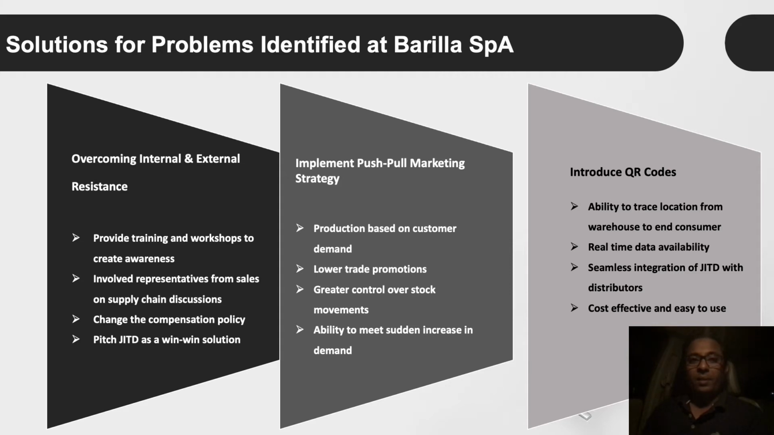Next, we'll look at implementing a push and pull marketing strategy. Barilla currently uses a push marketing strategy, as they extensively use trade promotions to push their products to the retail distributor network. This strategy leads to inefficiencies and wastage for both Barilla and their distributors, as highlighted earlier. Using a pull strategy alone will allow Barilla to manage its production based on customer demand while lowering its trade promotions to push stocks and improve its control over distributors.